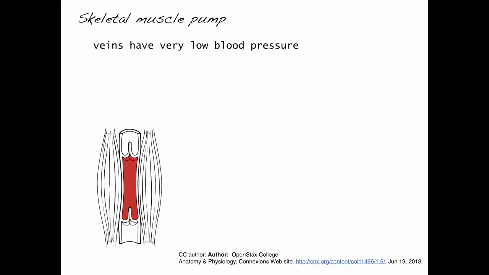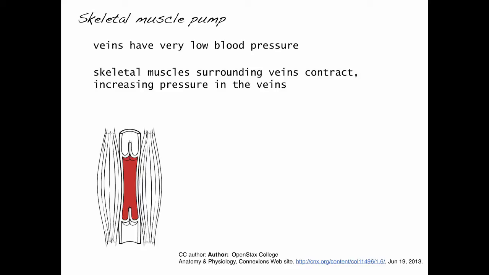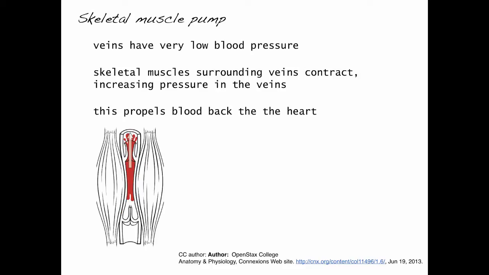As you know, veins have very low blood pressure. And recall that veins are the large blood vessels that return blood to the heart. Part of the mechanism involved in returning blood to the heart involves skeletal muscles. Skeletal muscles surrounding the veins contract, and this will increase the pressure in the veins. And this will propel blood back towards the heart. If there is more skeletal muscle contraction, there will be a greater venous return.